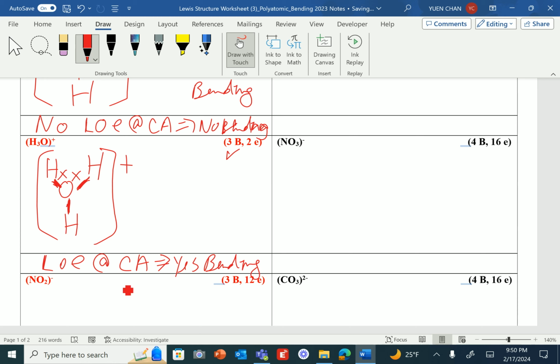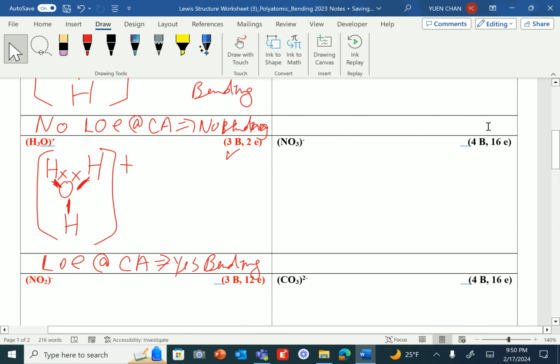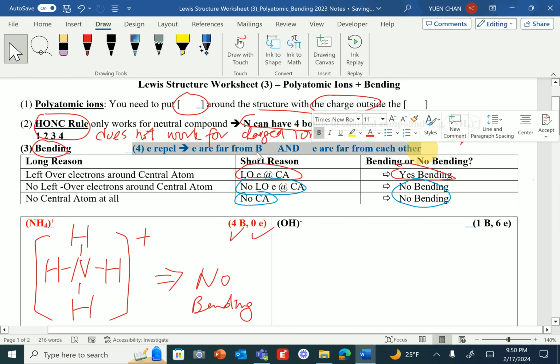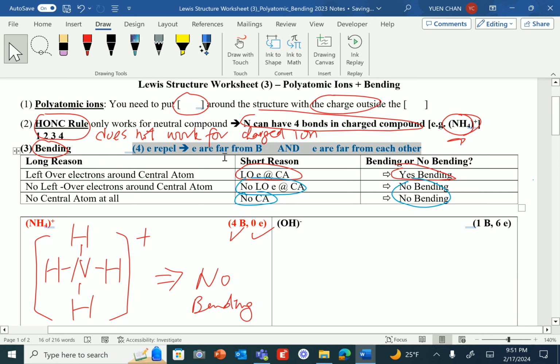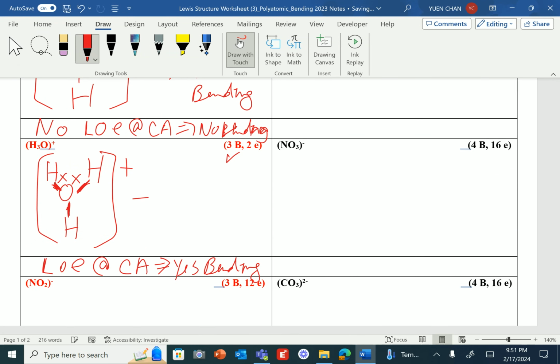All right. Now, if it's yes bending, then how do we bend? So let's go back up to something that I did not mention. On step 4 right here, electrons will repel. So electron repel means that the leftover electron will be far from the bonding electron. The leftover electron will be far away from the bonding electron, and also the leftover electrons are far from each other. So we need to follow the electron repel, and they don't want to be put together if you don't have to.